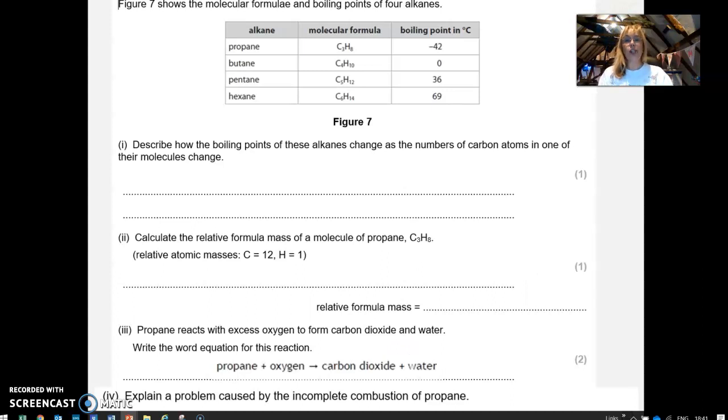Write the word equation for this reaction. So you've got propane reacting with oxygen. So that's quite clearly your reactants. Be careful, don't write air, because air isn't a chemical, it's a mixture. And it forms carbon dioxide and water. Also don't fall in the trap of writing a balanced symbol equation if it's asking for a word equation. So that's 2 marks, 1 mark for getting the reactants correct, 1 mark for getting the products correct.